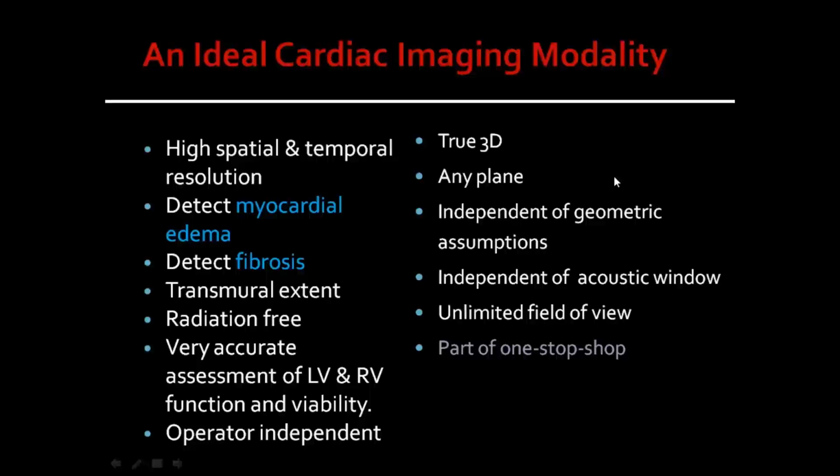Transmural means that it's affecting the whole thickness of the myocardium, or subendocardial, that is just affecting one layer, or subepicardial, so it can detect the location of this fibrosis or scar. It would be better if it is radiation free, not like angiography, which uses X-ray, cine, so there's radiation.